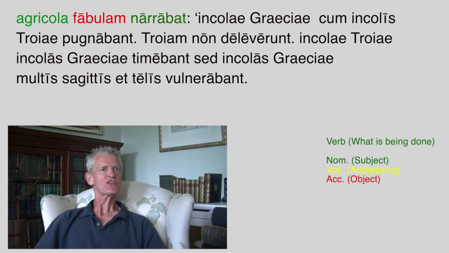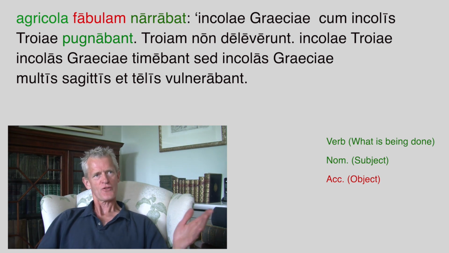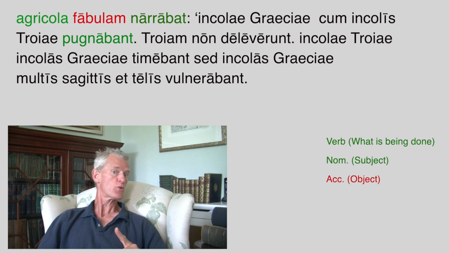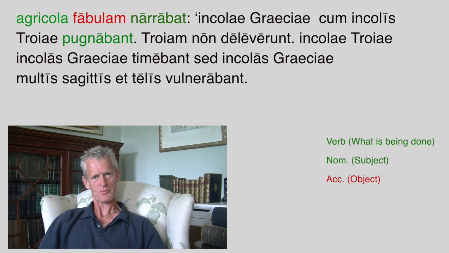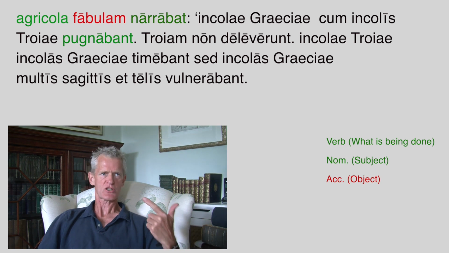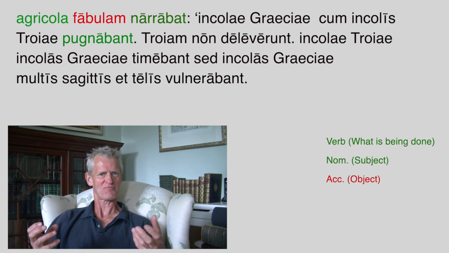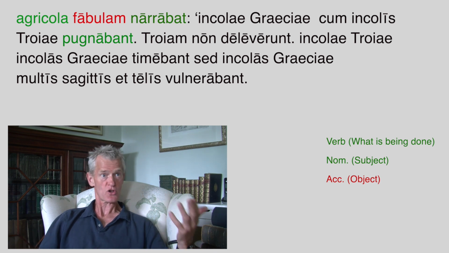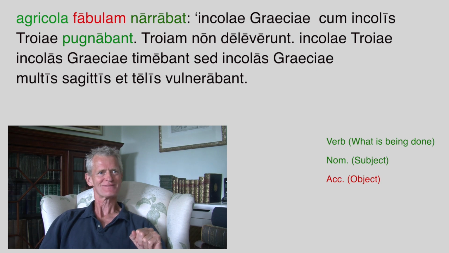And so we've got incolae Graeciae cum incolis Troiae pugnabant. Right, go to the verb first, pugnabant. Third person plural is they. So the chance of a vocative has disappeared because we're not talking to someone with a second person, singular or plural. So they were fighting. Who was fighting? Let's go and see if there is a nominative. Now we've got incolae Graeciae. They both look like nominative plurals to me. Cum incolis Troiae is another one that looks a bit sort of nominative pluralish.